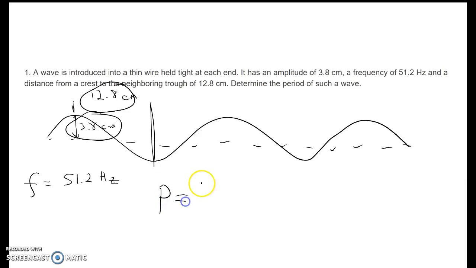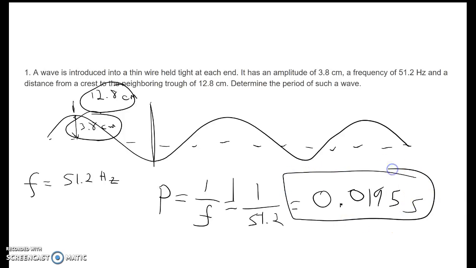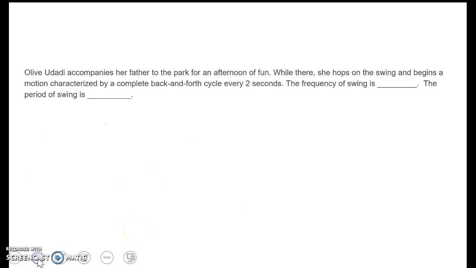Period is just 1 over my frequency. So if I go 1 over 51.2, I would know my period in seconds, because hertz means per second. So I do all this math, and it's going to be a really, really small number, as you probably know. I'll go 3 sig figs, and I'll say my answer is 0.195 seconds. So it's just the inverse if I want to find the period from the frequency.